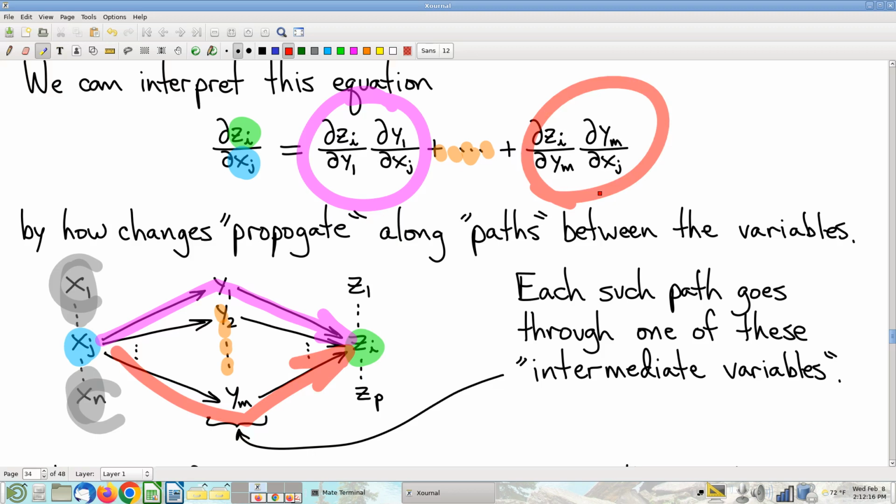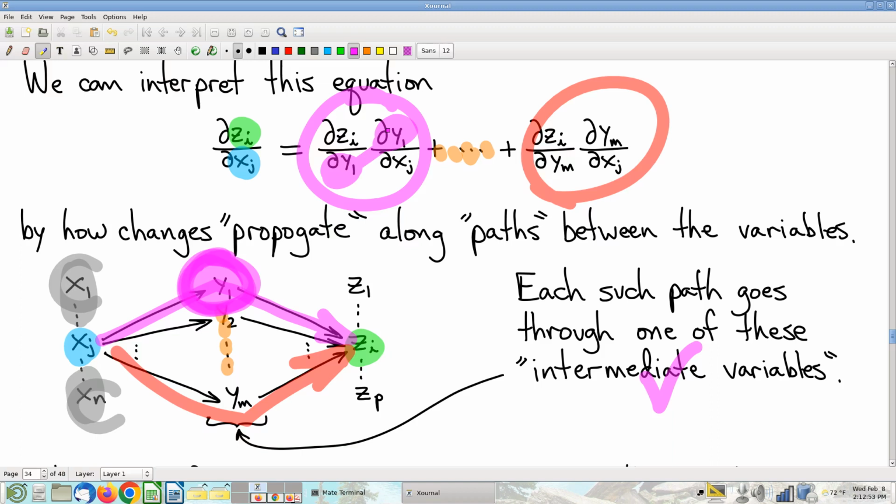Notice that for each one of these paths, there is a corresponding intermediate variable. y1 is in between the xj and the z. So we can think in terms of paths, or you can instead just think in terms of intermediate variables. They're kind of interchangeable. And then furthermore, notice, whichever variable is your intermediate variable shows up the same way in every term, as a denominator and a numerator.